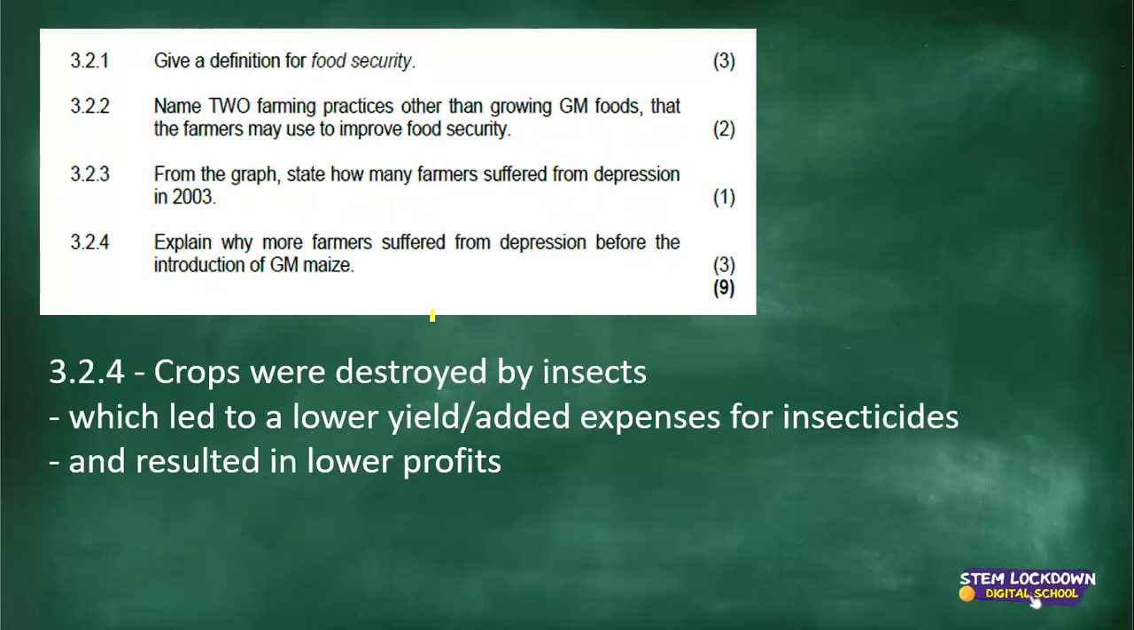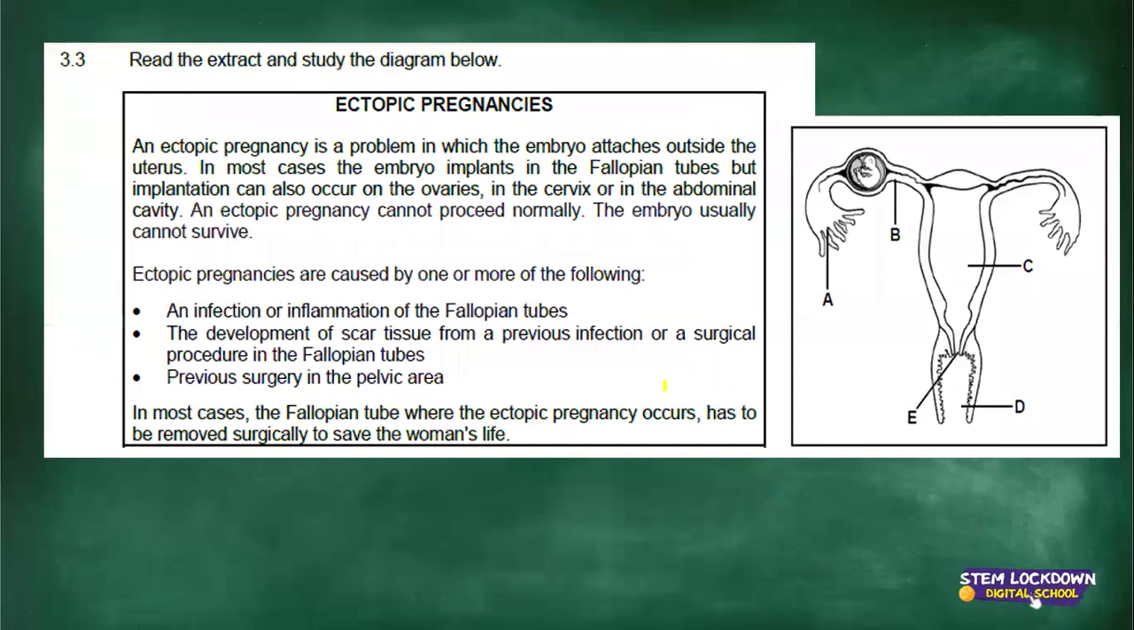You understand? So it means all the other methods they were using were not really working effectively. That is why they suffered major losses due to the crops being destroyed, and they were losing their profits because of the lower yield. I hope that is clear.